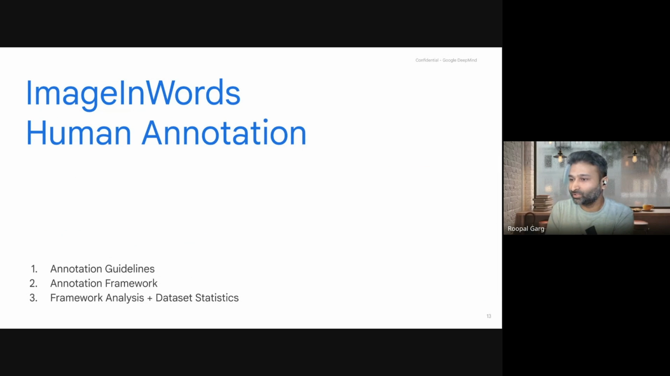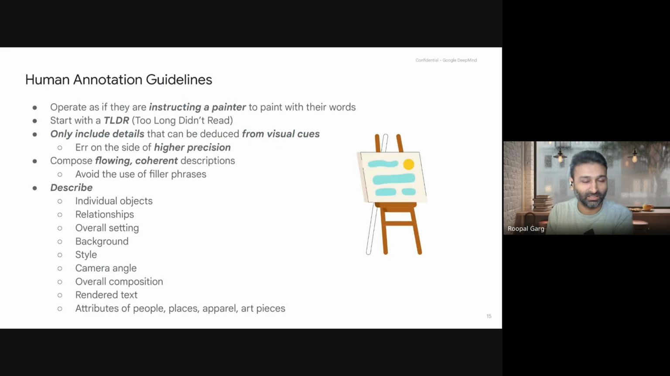Now, as part of the human annotation task, we'll basically be going through 3 steps. First is the guidelines, the framework, and then an analysis of the framework, which covers why we made these design choices and what came out of it, and the dataset itself. All right, let's go to the first step, which is the guidelines. Now, in the paper, there are about 5 to 6 pages of detailed guidelines on this. Here, we'll do a very high level overview, just to note the key points.